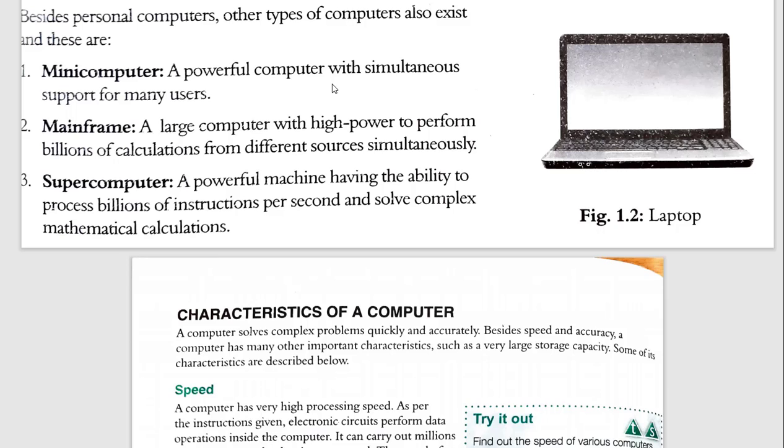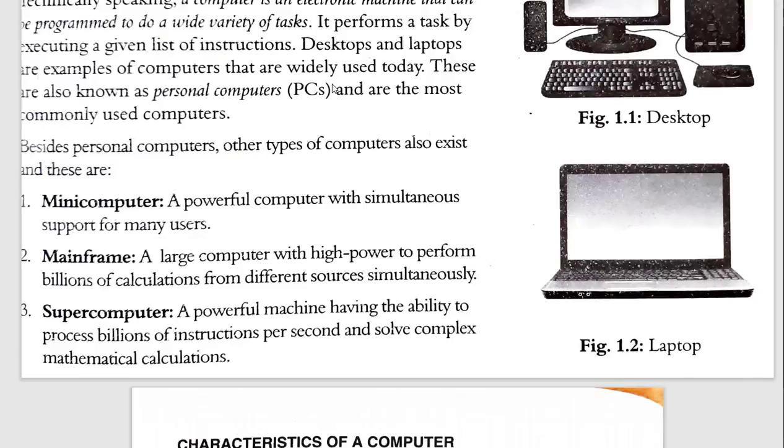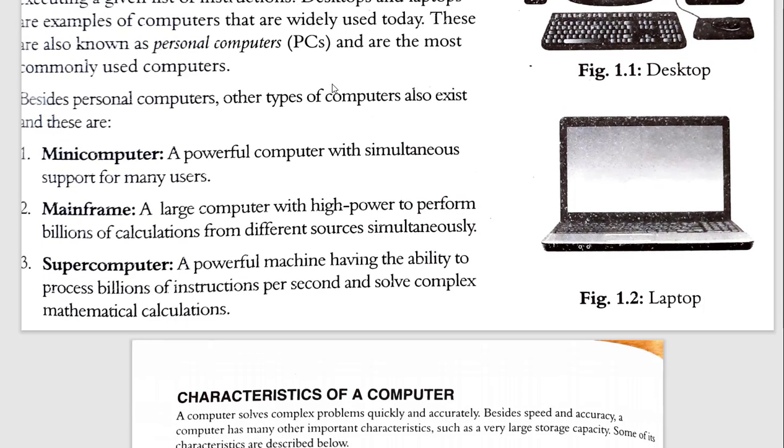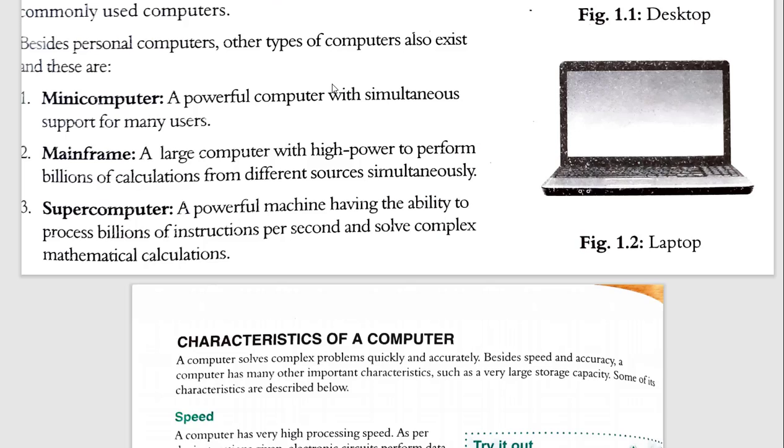Then we have a little bit higher in capacity computers. They are the mainframes and the supercomputers. There are two images given there on this page number one. If you have your books, you can see in there. These are a little bit higher in capacity computers. The mainframes are large computers with high power to perform billions of calculations from different sources simultaneously. The thing to note here is that it can perform billions of calculations, number one. And number two, it can access the different sources simultaneously.